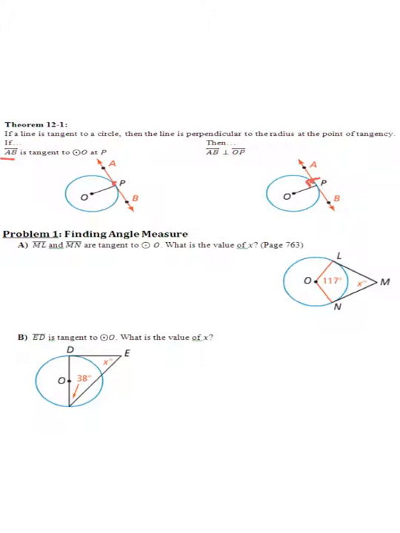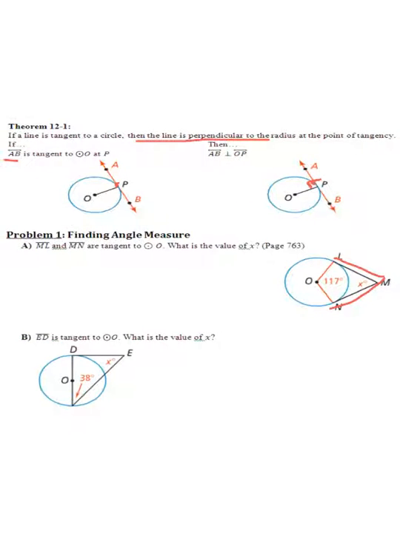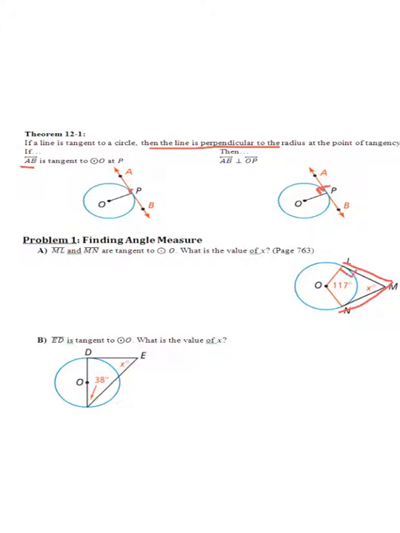Okay, so our first example here, ML and MN are tangent to circle O. So this line and this one are tangent, so they intersect at a single point. It also means that they are perpendicular. So because they are perpendicular, they make 90-degree angles.